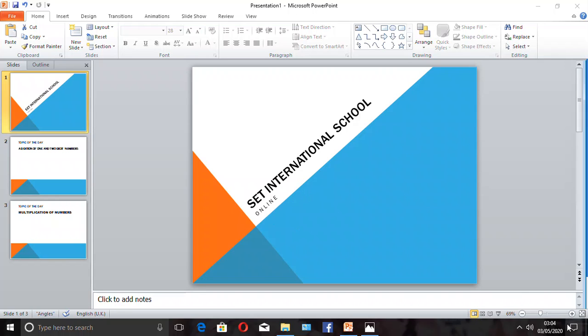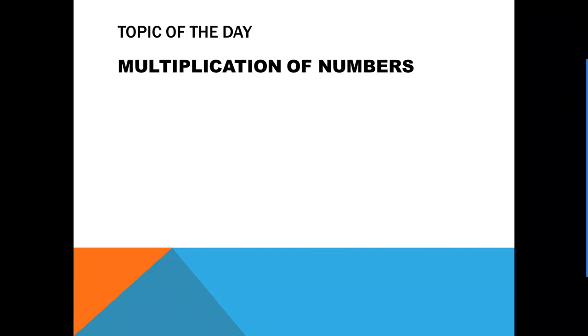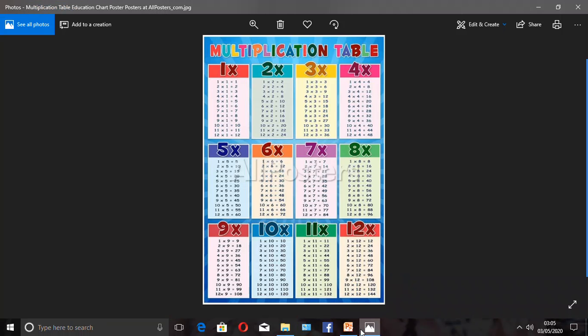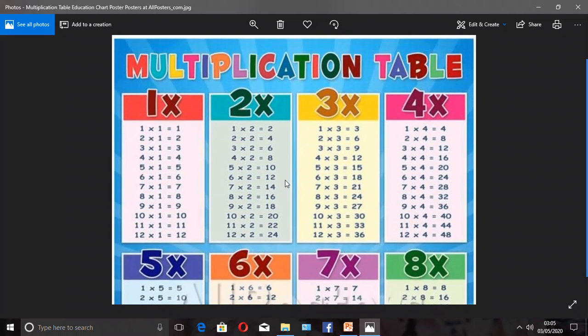Okay, so today we are looking at multiplication of numbers. How can we multiply numbers? Okay, so that is what we are doing today on mathematics. Can you see this picture? I'm sure you are familiar with it. So we are going to go over it and revise.